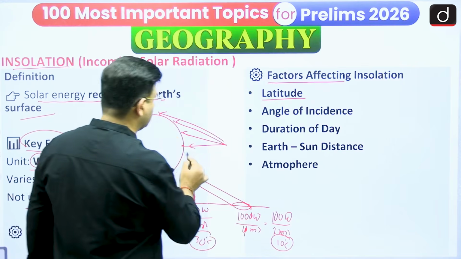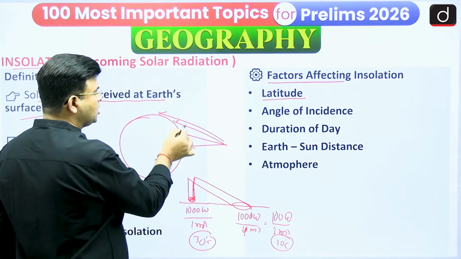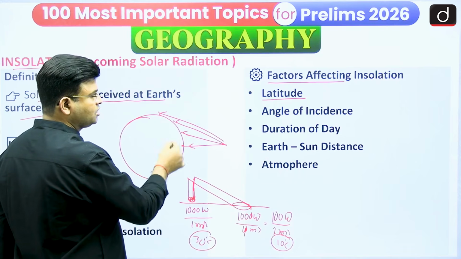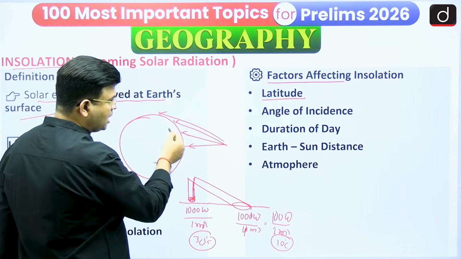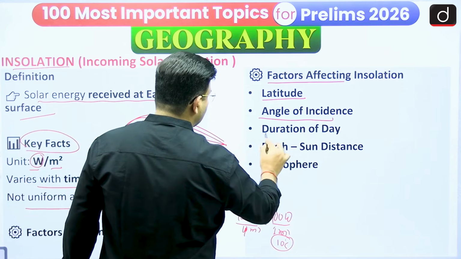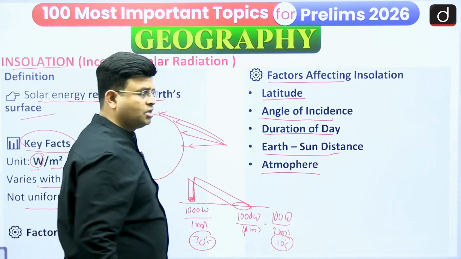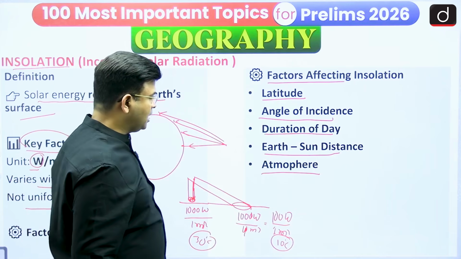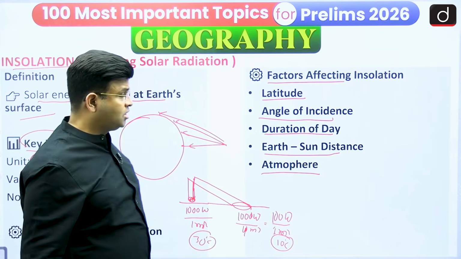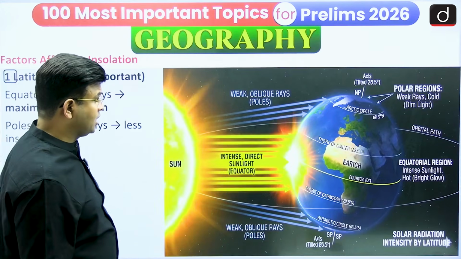Latitude. With increasing latitude, the slanting of sun rays is there. Yes or not? That's important. And this is also known as the angle of incidence. The factors are angle of incidence, duration of the day, Earth-sun distance, which means perihelion and aphelion, and atmosphere, which means cloud coverage. These are the important factors affecting the insolation.